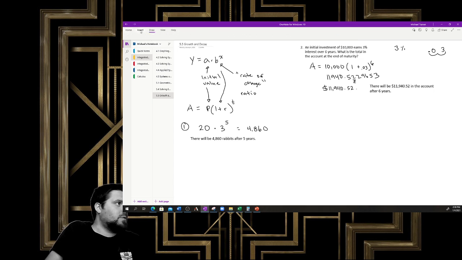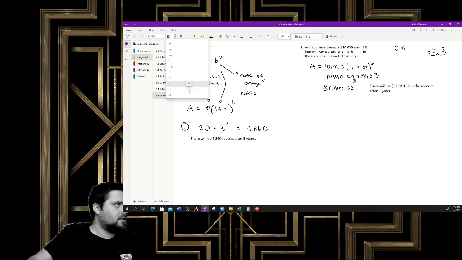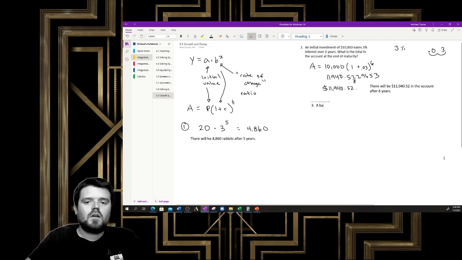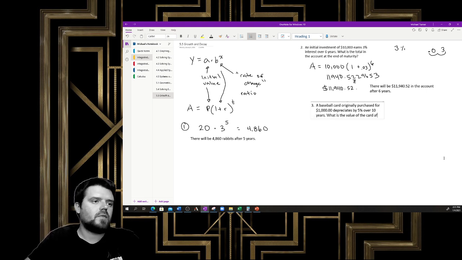So let's see, let's do one more. And put in box. So it says 26, I think, is working for us. So, baseball card, originally purchased for $1,000, and it doesn't have to be a nice even number, but I try to make them to start out with. Depreciates by 5% over 10 years. What is the value of the card after 10 years?